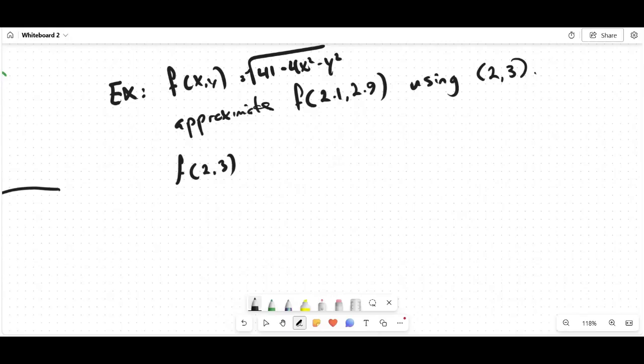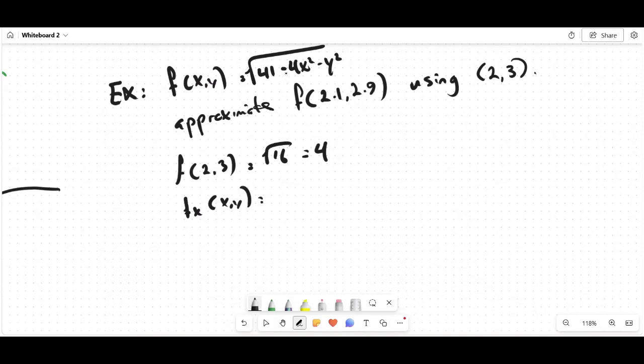Yeah, 16 and 9 is 25, and then 16 more to 41. So this is root 16, which is 4. Okay, that's where our plane is going to start. But we're also going to need derivatives in each of the primary directions.